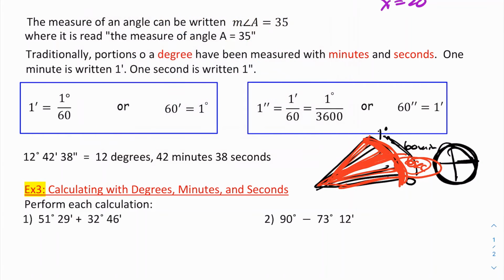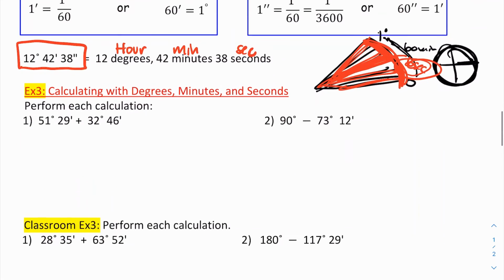The easiest way for our brain to think about it, I believe, is to think of this as hours, minutes, and seconds, because that's something we're familiar with, okay? So really we have degrees, minutes, and seconds, which are written like this. For the degrees, if you just think of those as hours, then it'll be easier to put this together in your head as you're doing this.